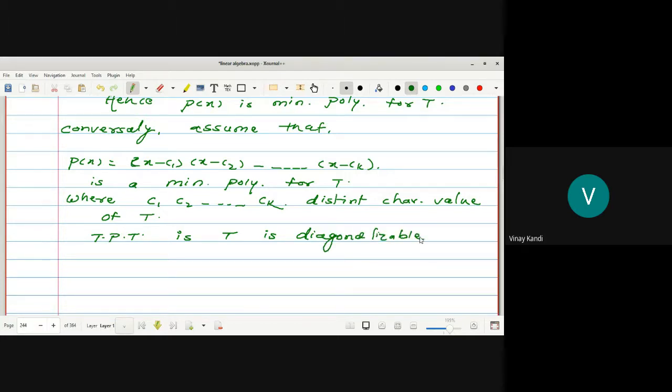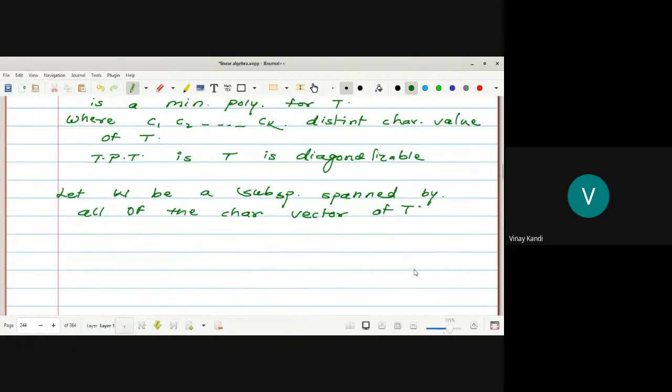T is diagonalizable. Now let W be the subspace spanned by all characteristic vectors of T. Let W be the subspace spanned by all of the characteristic vectors of capital T, and we have to prove that if T is diagonalizable, then W is equal to V.